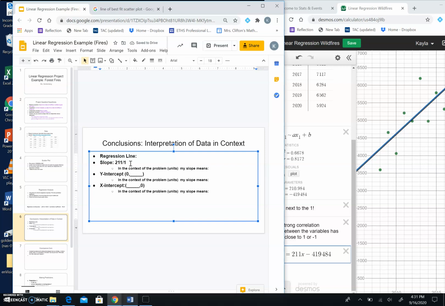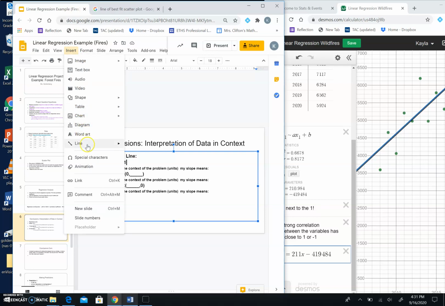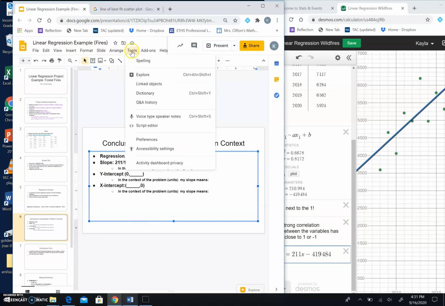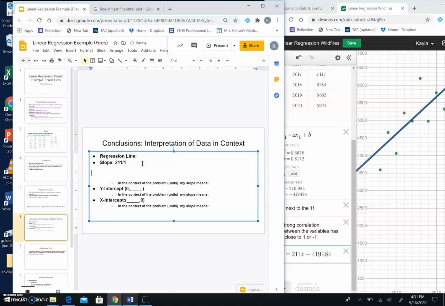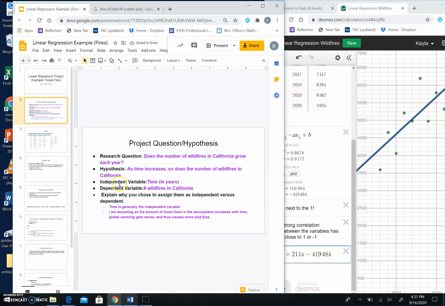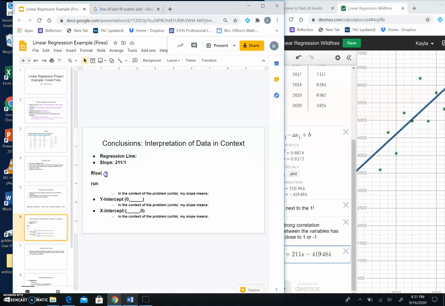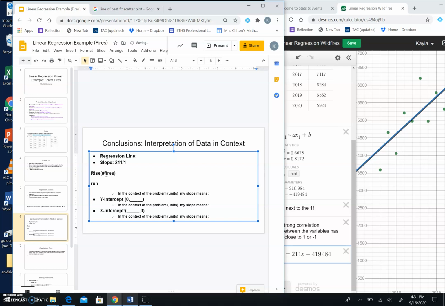Your slope is rise over run. And let me see if I can real quick insert an equation. Don't think I can. Oh well. So your slope is your rise over your run, right? And so if I'm thinking about my rise, that's my y, right? So rise over run. Just gonna do that visually. So if I have my rise, that's my y value. If I look back at my variables, I've chosen my y value to be the number of wildfires. So your rise is your number of fires, and your run is your number of years.